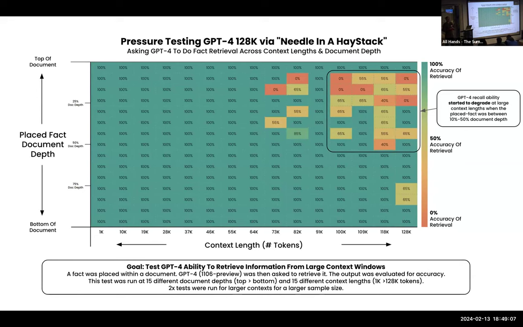Now, of course, is this the most rigorous thing in the world? Is it bulletproof? Absolutely not. But the fact that it was able to do this across all these data points shows, hey, yes, there is some promise here. Now, on the second half, as expected, the longer the context, the less accuracy you get.